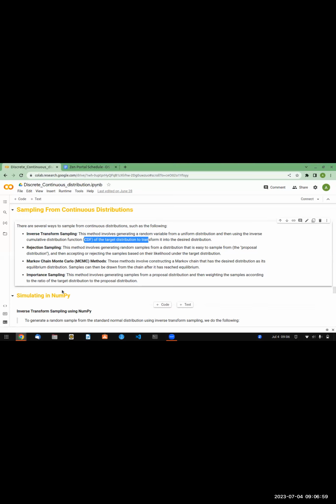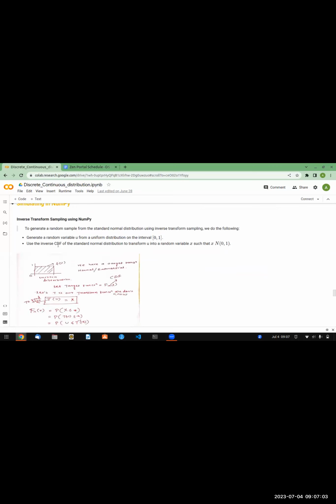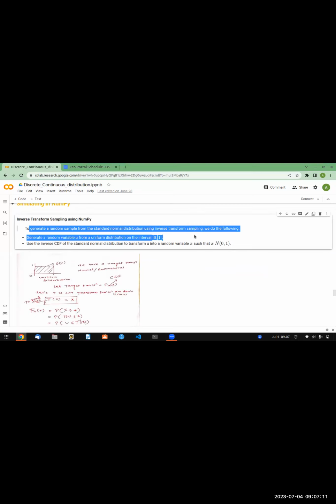Okay, let's simulate that in NumPy. Let's try to achieve the same using NumPy. To generate a random sample from standard normal distribution using inverse transform sampling, we do the following. See here, this is the aim, to generate a random sample from standard normal distribution. Now here one catch is there.